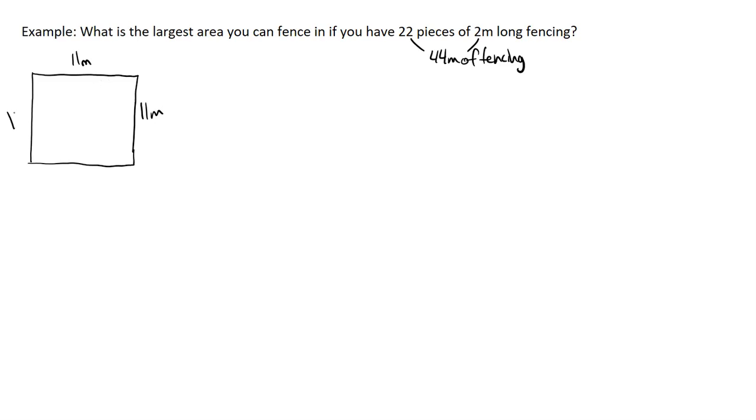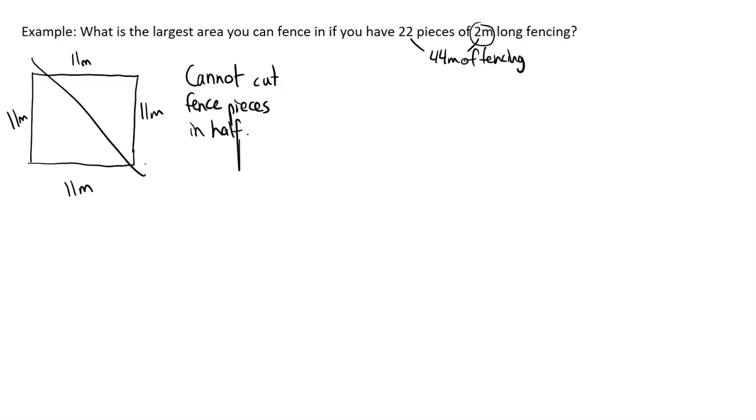There's a problem with this. Because if there's 11 meters on each side and each piece was 2 meters long, that actually means I have a half piece on each side. What did I do? Cut those pieces of fence in half? So here's the deal. We cannot cut fence pieces in half. I guess you could if you wanted to, but that wouldn't be very good for the rental company you rented it from. Say this is for a concert or something like that. And it wouldn't make the fence work practically.